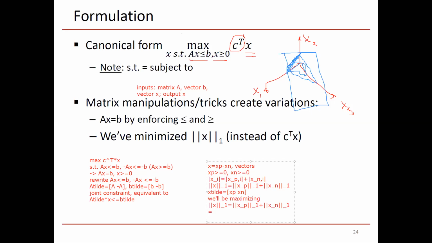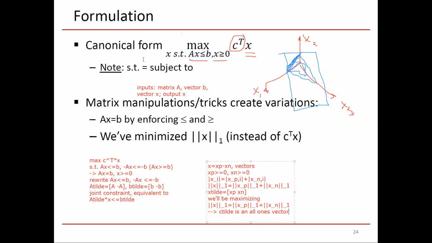And basically, we can use the C tilde as an all-ones vector. An all-ones vector will be summing up over the values in XP and the values in XN, and we're minimizing the L1 norm of X, or in the canonical form, maximizing C transpose X. Maximum or minimum, up to a minus sign, they're the same. All these things can be handled through the canonical form.